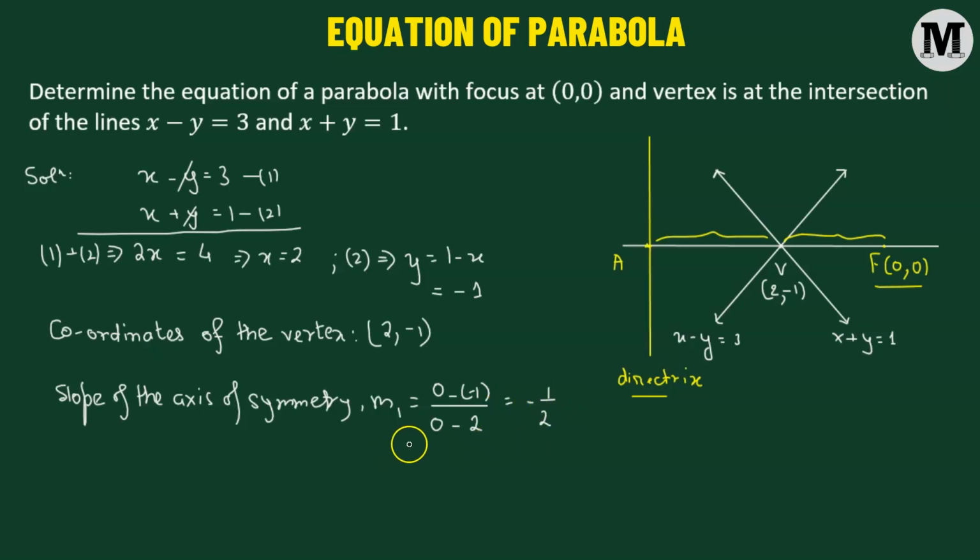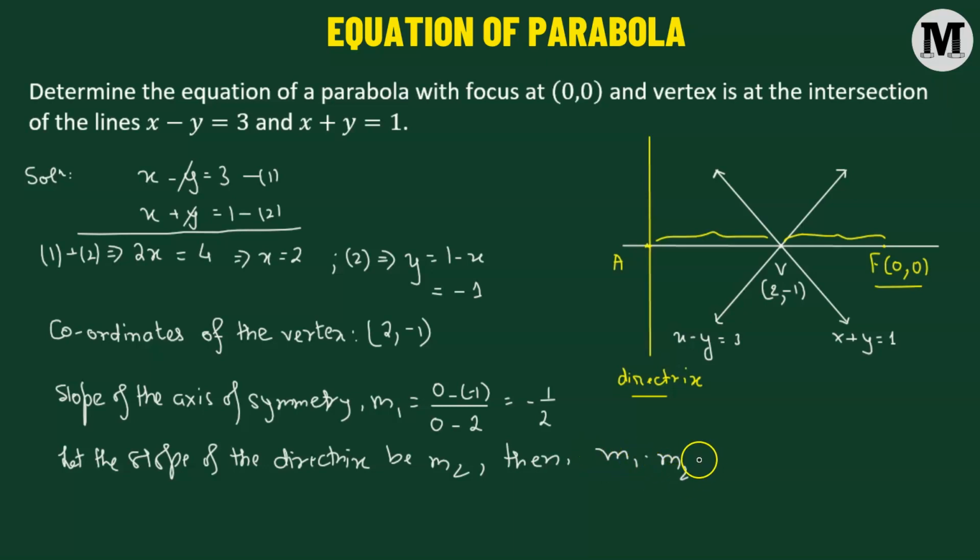So here we have the slope of the axis of symmetry. Let the slope of the directrix be denoted by m2. From the definition of perpendicular straight lines, the product of m1 and m2 must equal negative 1. This means m2 is the negative reciprocal of m1, which gives us m2 equals 2. That means the slope of the directrix line is 2.